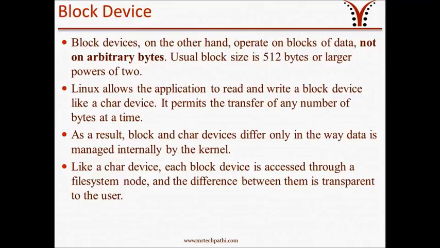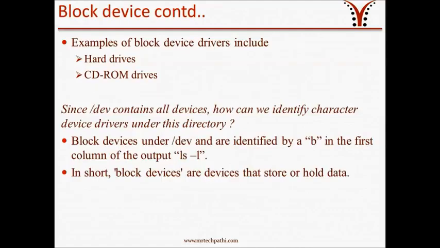Like a character device, each block device is accessed through a file system node and the difference between them is transparent to the user. Examples of block device drivers include hard drives, disks, or CD-ROM drives. Since /dev contains all devices, how can we identify these device drivers under this directory? When you list the files under the /dev directory, the block devices are identified by the character b in the first column. In short, block devices are the devices that store or hold data.